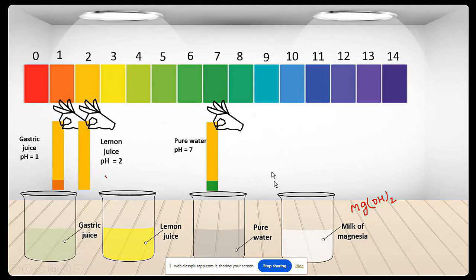Now immerse the universal paper in this solution. We know that milk of magnesia, magnesium hydroxide, is acidic or basic. So this is a base solution. We'll see the value which is nearby 10 and 11.